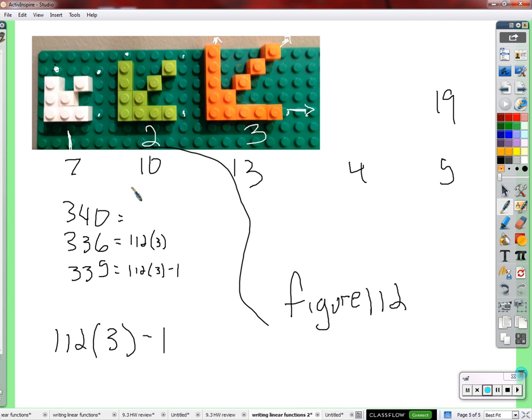Jason: I did 111 times 3, that's 333... 327. Alan's right. I did 112 times 3, plus 4. Yeah, it still works the same, just a different way. Why did you add 4? Because, okay, what's 3 times 1? 3. How many are in figure 1? 7. Get that 4.